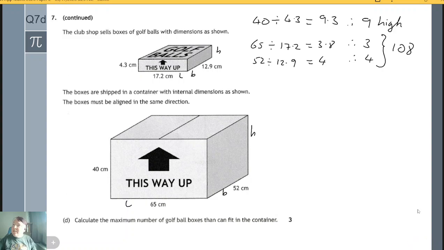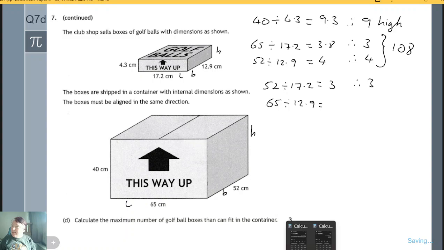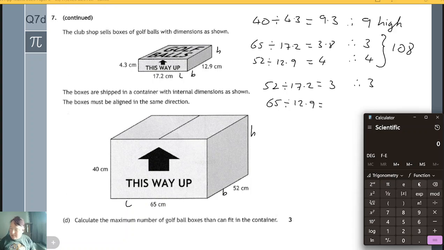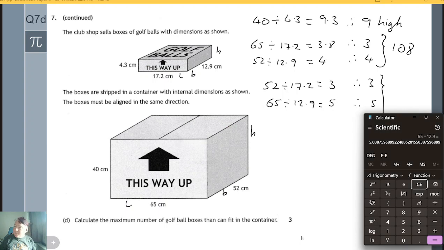Right, okay, so turning it the other way and doing the 52 divided by the 17.2 and the 65 divided by the 12.9. Let's see what we get in that direction. So they're still facing the same way up, they're just turned around sideways in the box. So 52 divided by our 17.2 is 3, and our 65 divided by our 12.9 is 5. Times by that 9 as well. So we've got 9 times 3 times 5, which is 135.